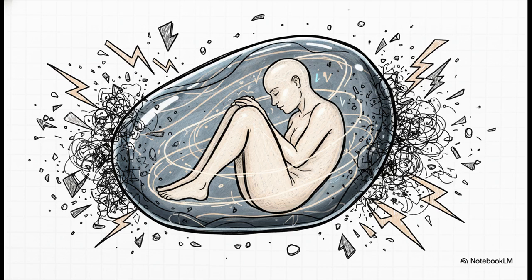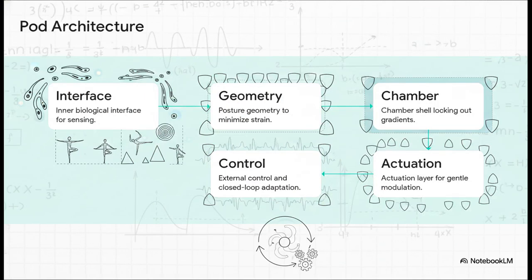We're talking about a literal physical manifestation of GEM's principles, designed to act as a protective sanctuary that isolates your biological coherence from external noise, stress, and fatigue. Let's crack this open and walk through the layers. It starts with step 1, the inner biological interface for sensing what your body is doing. Step 2 is posture geometry, designed to completely minimize mechanical strain.